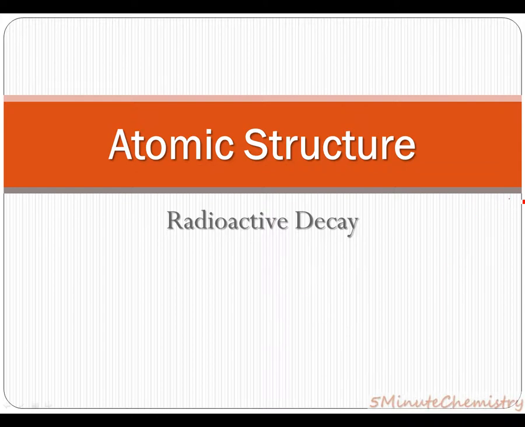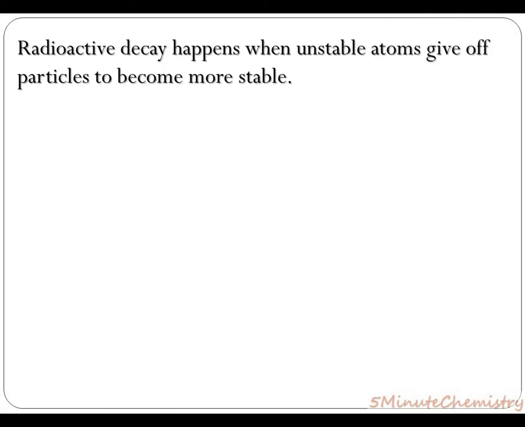We're going to wrap up our atomic structure and nuclear chemistry section, talking about radioactive decay now. So let's begin. First off, before we've talked about nuclear fusion and fission, so these are nuclear process changes. Radioactive decay is whenever an unstable atom releases particles to become more stable.